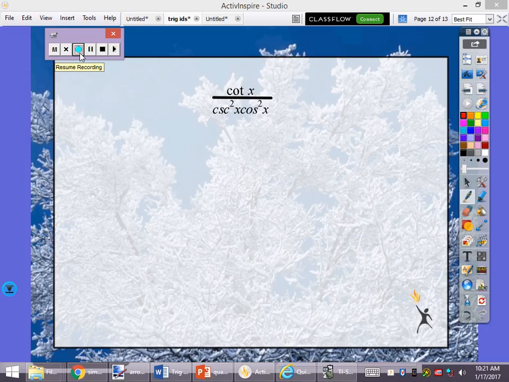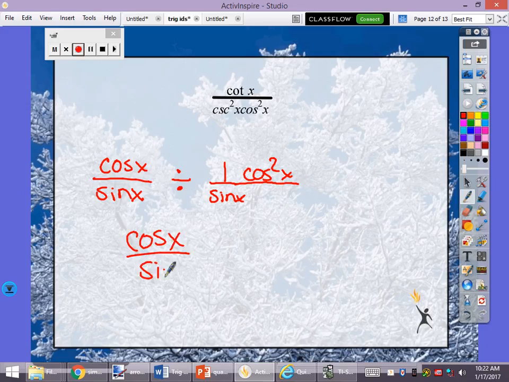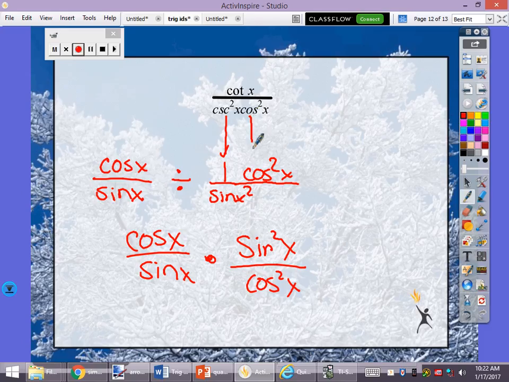Okay, in this one, I'm going to rewrite everything using basic trig. So I have cosine x over sine x divided by 1 over sine x times cosine x. So then that gives me cosine x over sine x multiplied by the reciprocal, sine squared x over cosine squared x. Remember that this gave me the cosine when I multiply. So then this cancels one of these, this cancels one of these, leaving me with sine over cosine, which is tangent x.